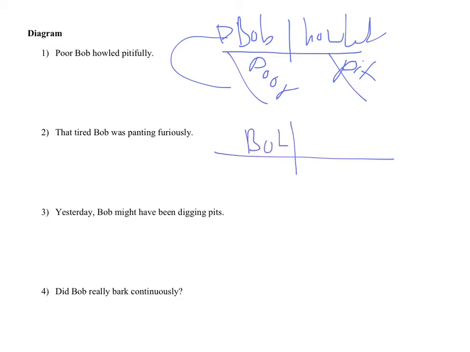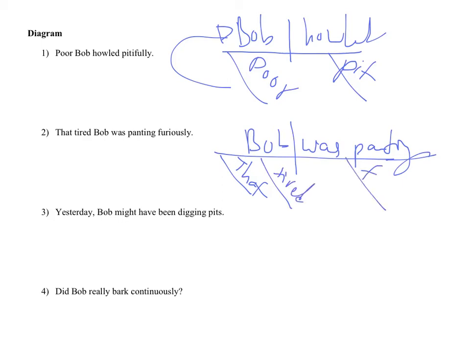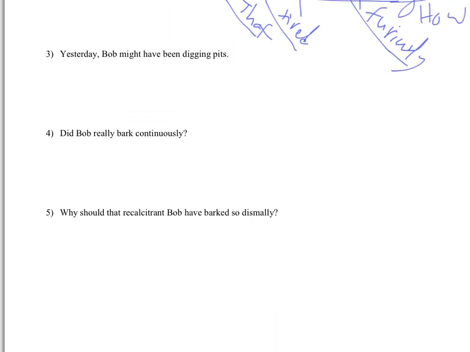Number 2, that tired Bob was panting furiously. Here we have Bob. Was is a helping verb. Panting is the main verb. That is an adjective. Describes which Bob? That Bob. That tired Bob. Bob was tired. How was Bob panting? Well, furiously. It's an adverb because it's describing how Bob was panting.